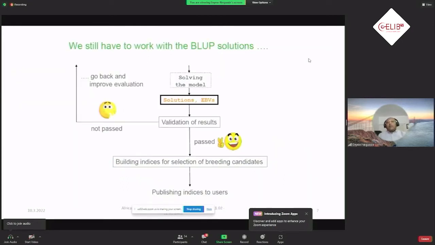So in case things have not gone well, if your validation shows you something, you have to go back to the drawing board again. You improve where the problems were. Improve your model, and then you solve your model again. Again, you do validation tests. If it is passed, or if you find it acceptable and reasonable, then you have passed. It is very nice. Then you start to use those solutions to make them meaningful for the users. That is standardization and making indices. And after that, you publish to the users.